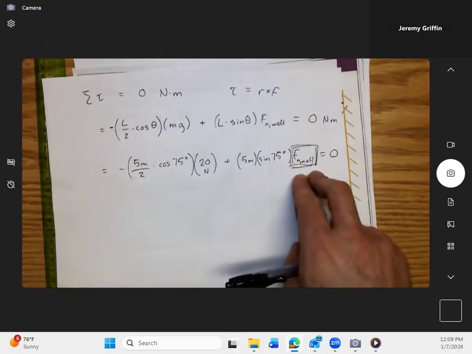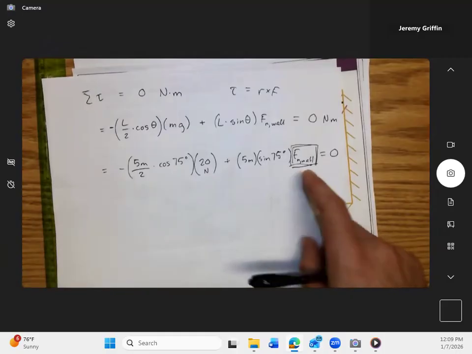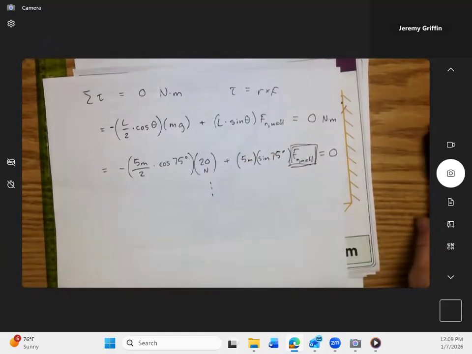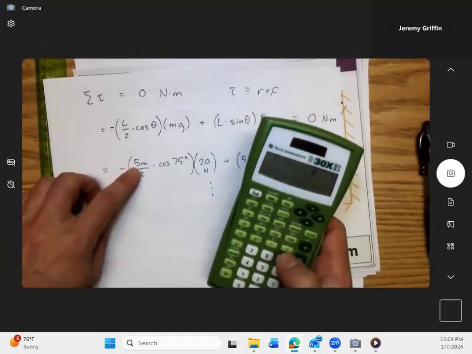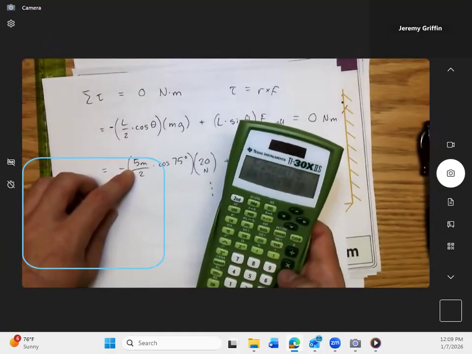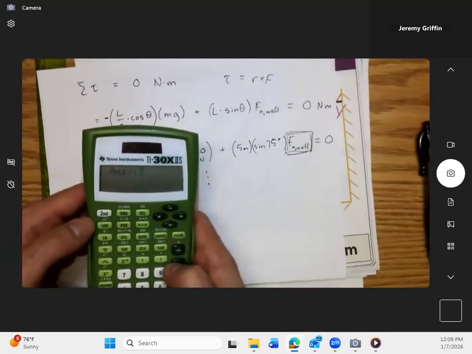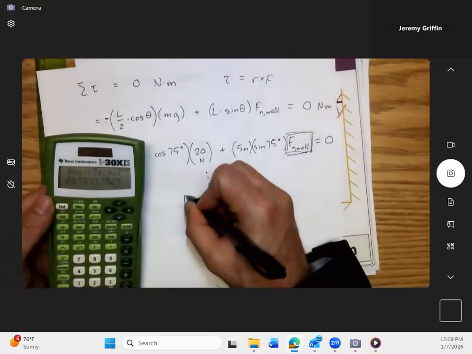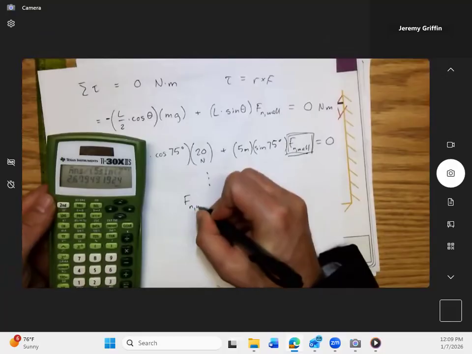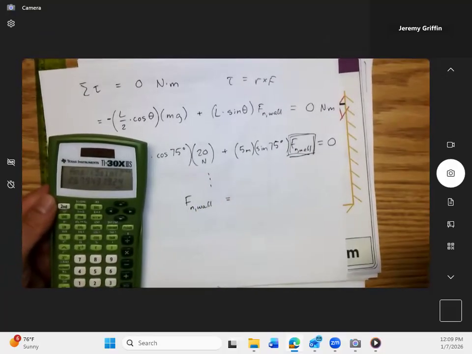Now, it wasn't the target question. The target question is about the coefficient of friction, and we're working towards getting that one step at a time. But I could solve for this, right? I'm going to skip some algebra and just plug this into my calculator. So it's 5 over 2 times cosine 75, and then times 20, and then divide by 5 sine 75. You guys solve this too, make sure that I'm getting this right. I'm getting that the normal force from the wall is equal to, does that look about right?